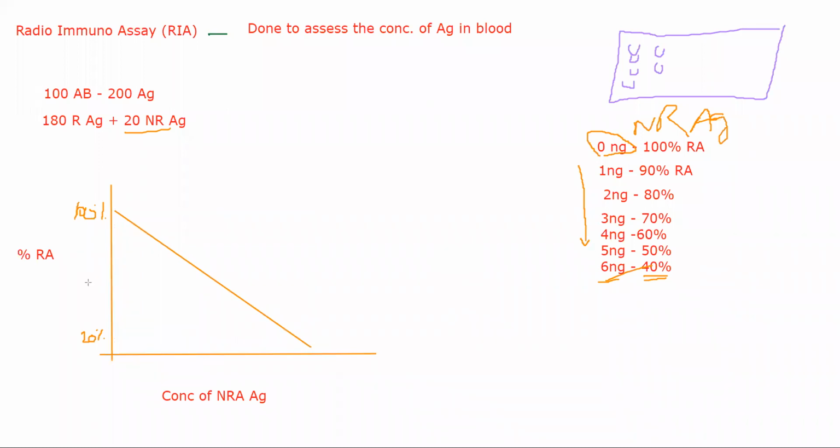Basically what I'm indicating is, as the concentration of your non-radioactive antigen increases, here it is 0, here it is 2, here it is 4, 6, 8, 10, and so on, the radioactivity will keep on decreasing. At a point, radioactivity will become 0 when all the radioactive antigens have been replaced. I hope you understood this concept. So 20% here, put 40 here. This keeps on going, 60, 80 and 100.